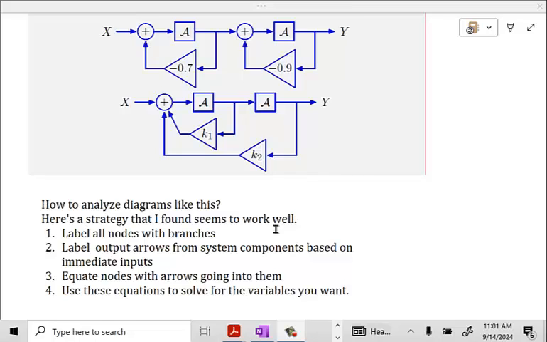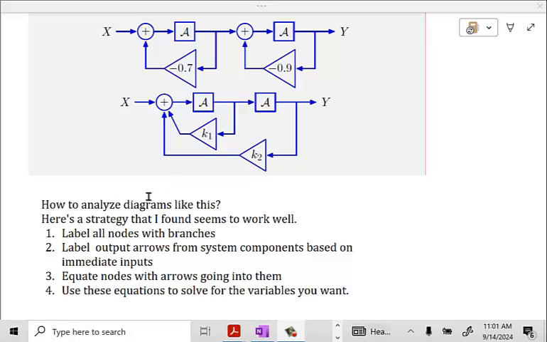Okay. First, label all the nodes with branches. Now, what do I mean by this? Here's a node with a branch here and it doesn't have a label. This y is actually labeling this node here. It's labeling the arrow, but the arrow is the same as the node. This y also is labeling this node. This doesn't have a label. So label all the nodes with branches.